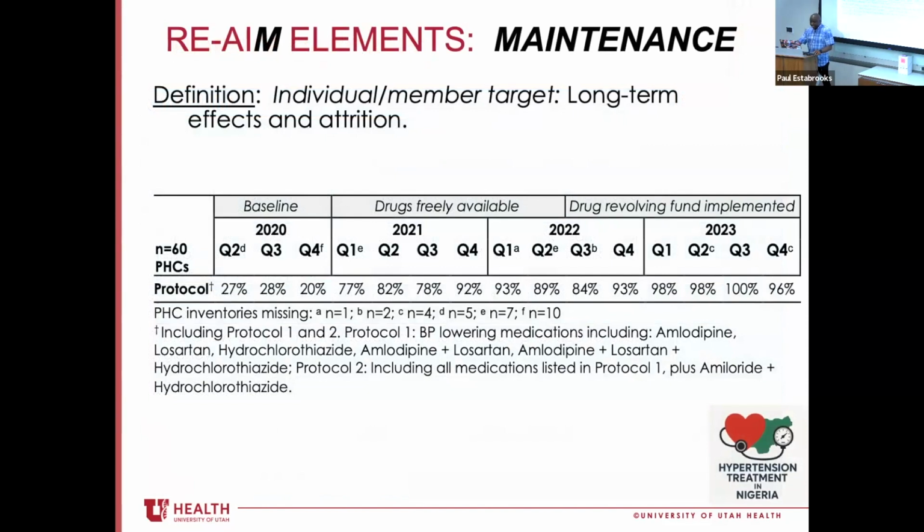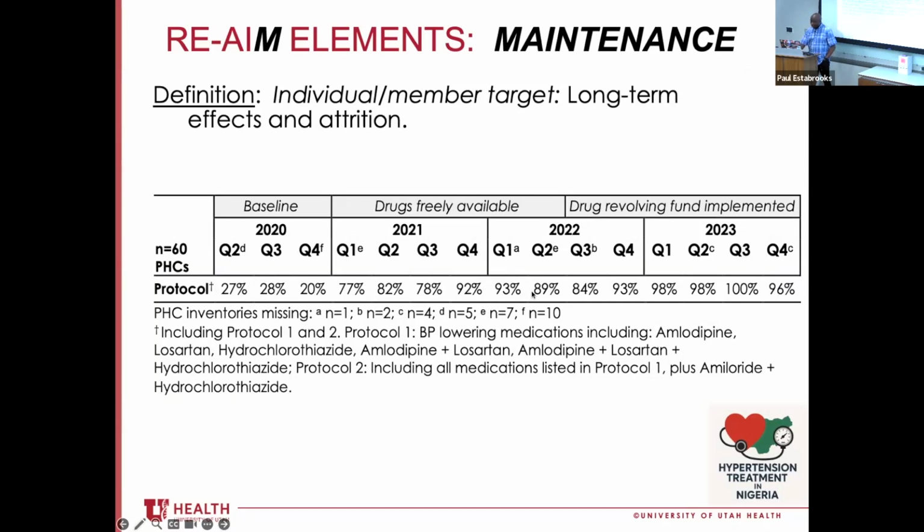Okay, when we talk about maintenance, we have individual-level targets. We want to see the long-term effect, the attrition of your intervention at the individual level. We also look at the extent to which that intervention is integrated into your settings or your organization. For this study, at baseline, the number of people using medication or on treatment was 27%. But by the time we were done with the study, pretty much 96% were still treating their condition, which was pretty high.